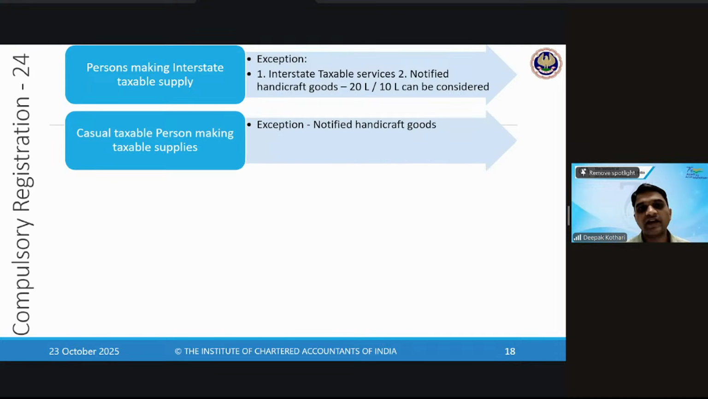Again, there is an exception: if a casual taxable person is going and selling only handicraft goods, then the exception will kick in. If he's selling up to 10 lakhs for TNMM states, 20 lakhs for other states, and 40 lakhs for the third category, right? Three categories of states. If he's selling up to 40 lakhs in the third category of state, then also he will not have to register.